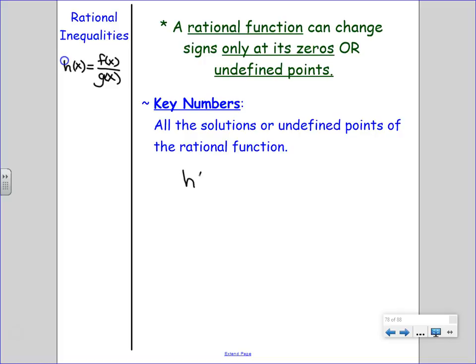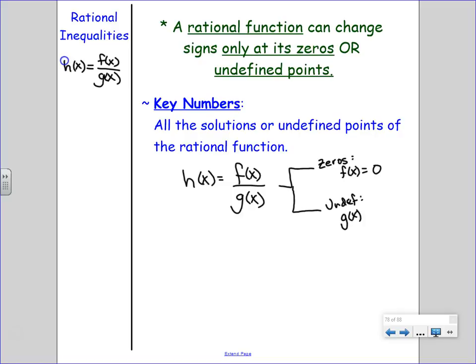Now, here's a shortcut for how to find the key numbers. If you can get a rational inequality in one nice fraction, one put together fraction, not fractions on either side, not numbers on one side, fractions on the other, but if you can get everything on one side with the 0 on the other, we can just say the zeros are found by setting the top equal to 0, like we saw when we were finding the x-intercept on the page before. And the undefined points are found by setting the bottom equal to 0. That's a shortcut if you can get everything put together, one nice fraction on one side with a 0 on the other side of the greater than, less than, greater than or equal to, less than or equal to.